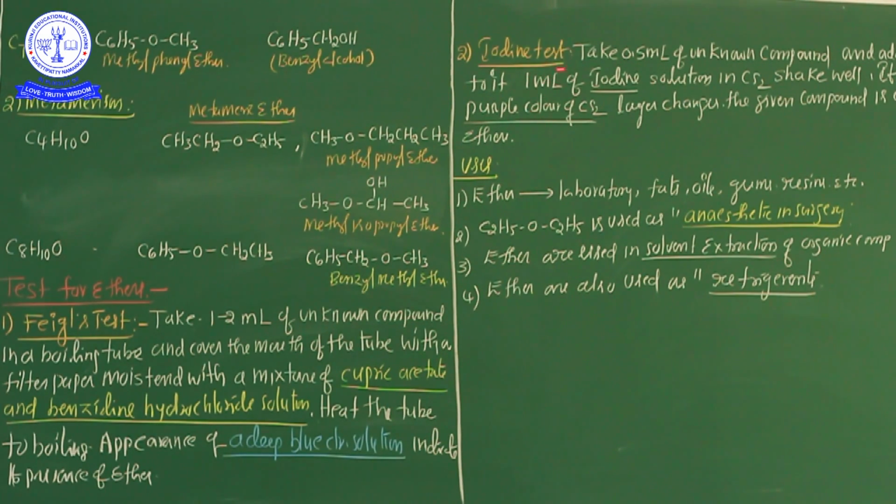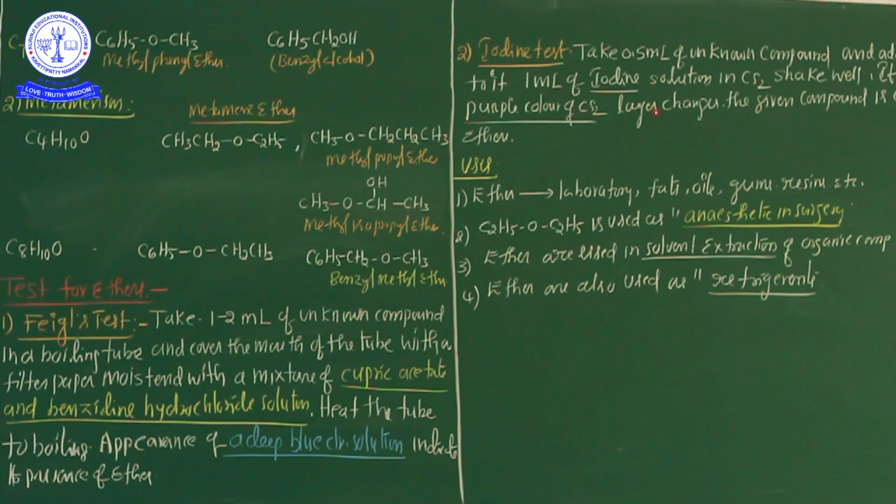One more test is the iodine test. In the iodine test, take 0.5 ml of the unknown compound and add to it 1 ml of iodine solution in CS2, carbon disulfide. Shake well. If the purple color of the CS2 layer changes, the given compound is an ether. These are the confirmation tests of ethers. Number one is the Fagel test, number two is the iodine test.